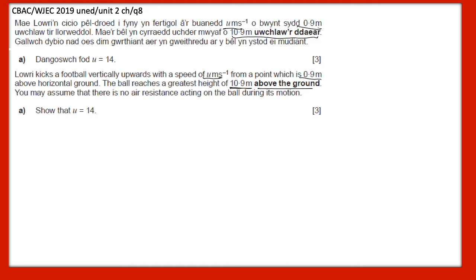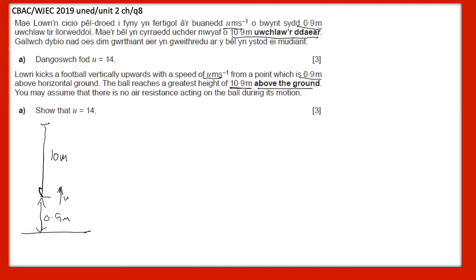So what we need to do is we need a diagram. So we've got the ground, we've got a 0.9 meter, and we have an upward velocity of u. We've got, if I can get this to draw, going up to 10.9 meters, so therefore this bit here is 10 meters.